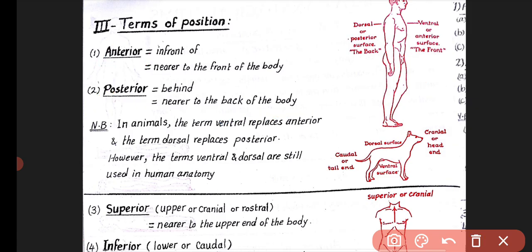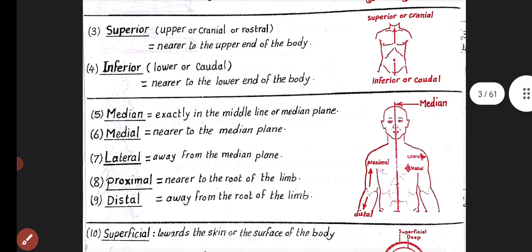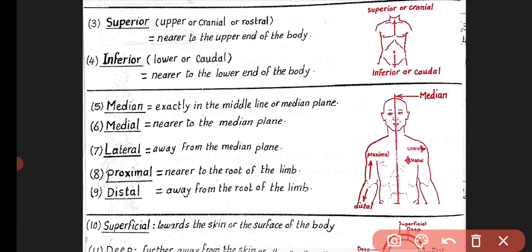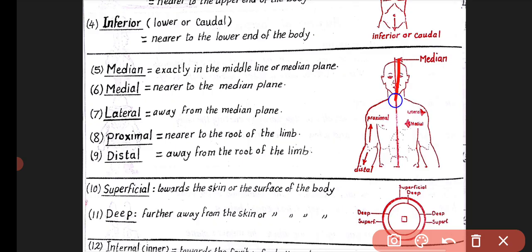And the next one is superior and inferior. Superior means upward, and this is the inferior. Superior is also known as cranial, and inferior is known as caudal. Next is median. Exactly in the midline is called median.